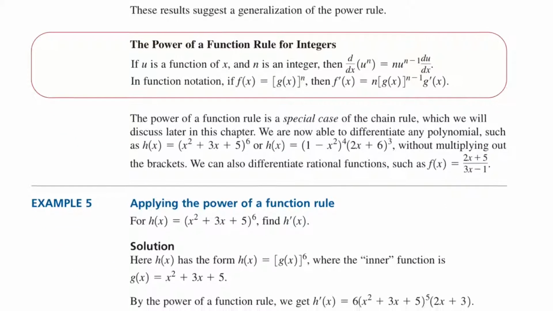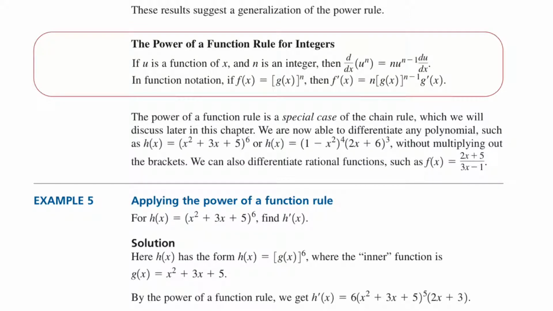Same way, we can prove the derivative of g of x to the power of n is n g of x to the power of n minus 1 times g prime of x. Using Leibniz notation, we say derivative of u to the n with respect to x is n u to the power of n minus 1 du dx, when u is a function of x.